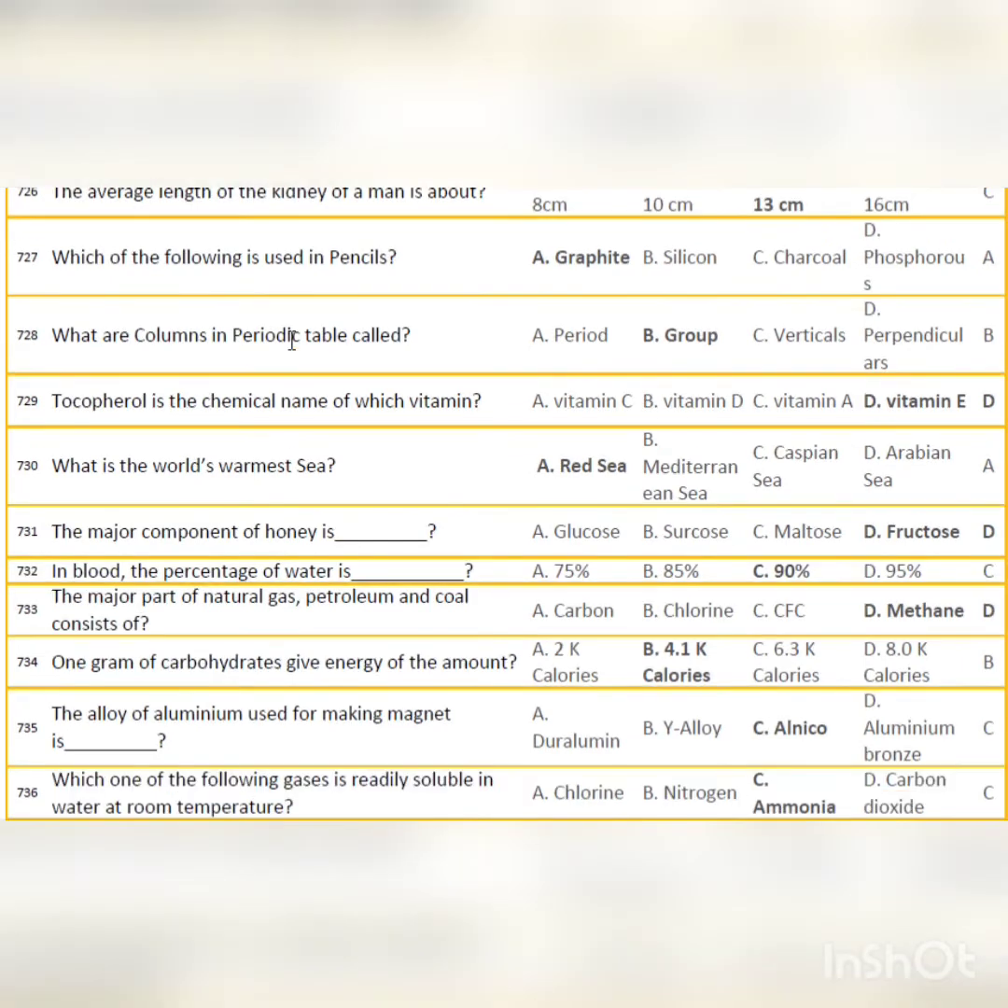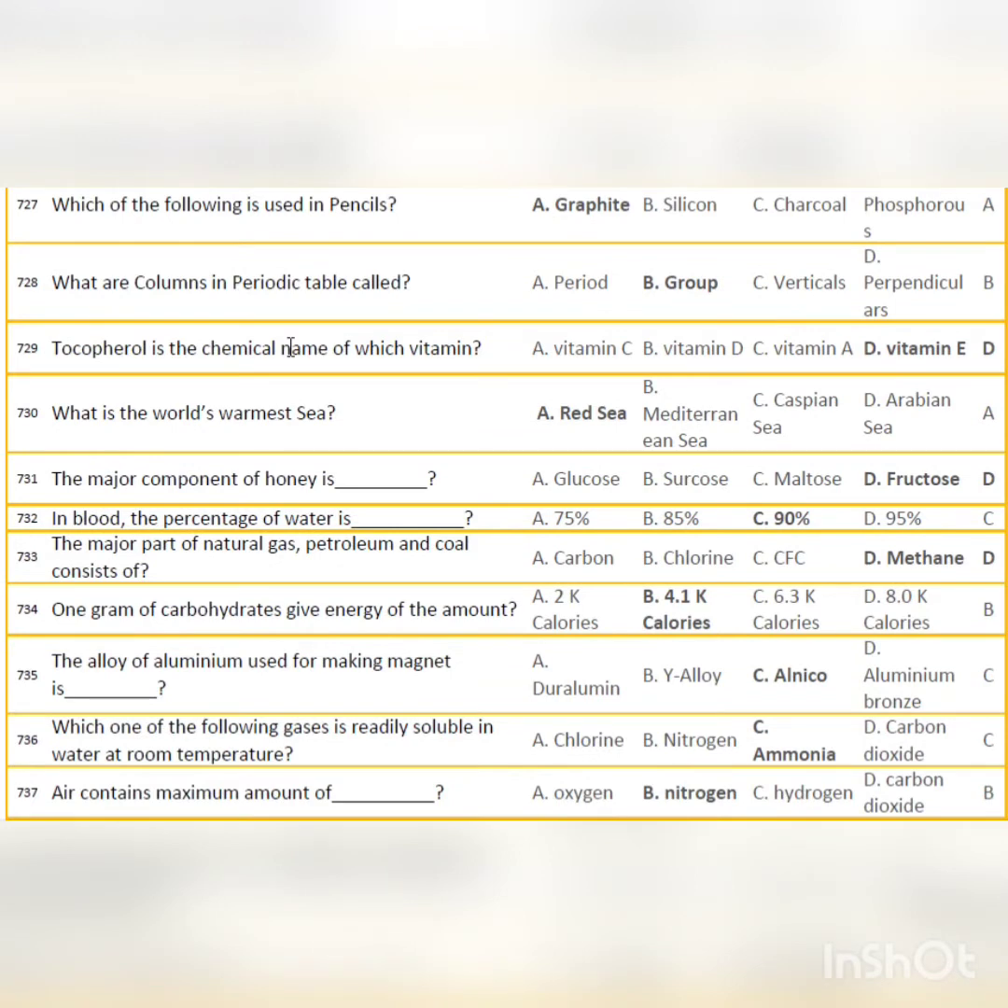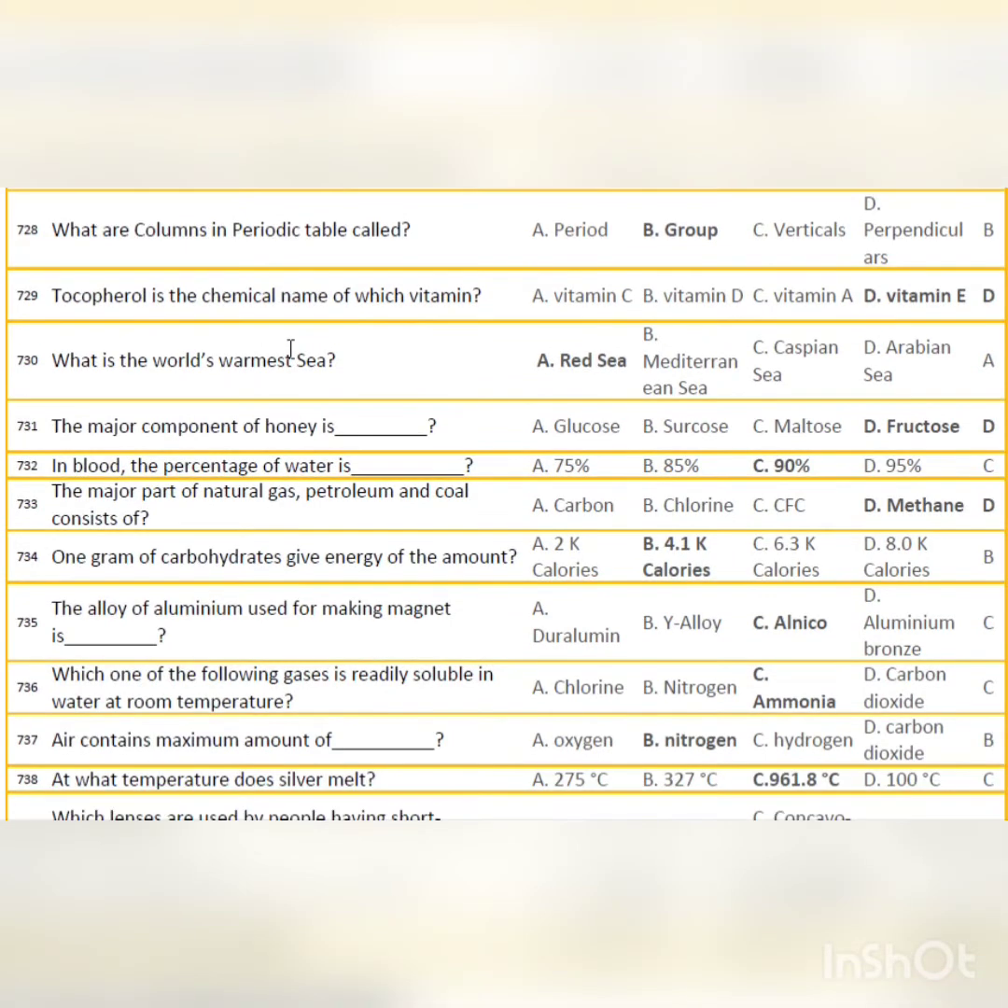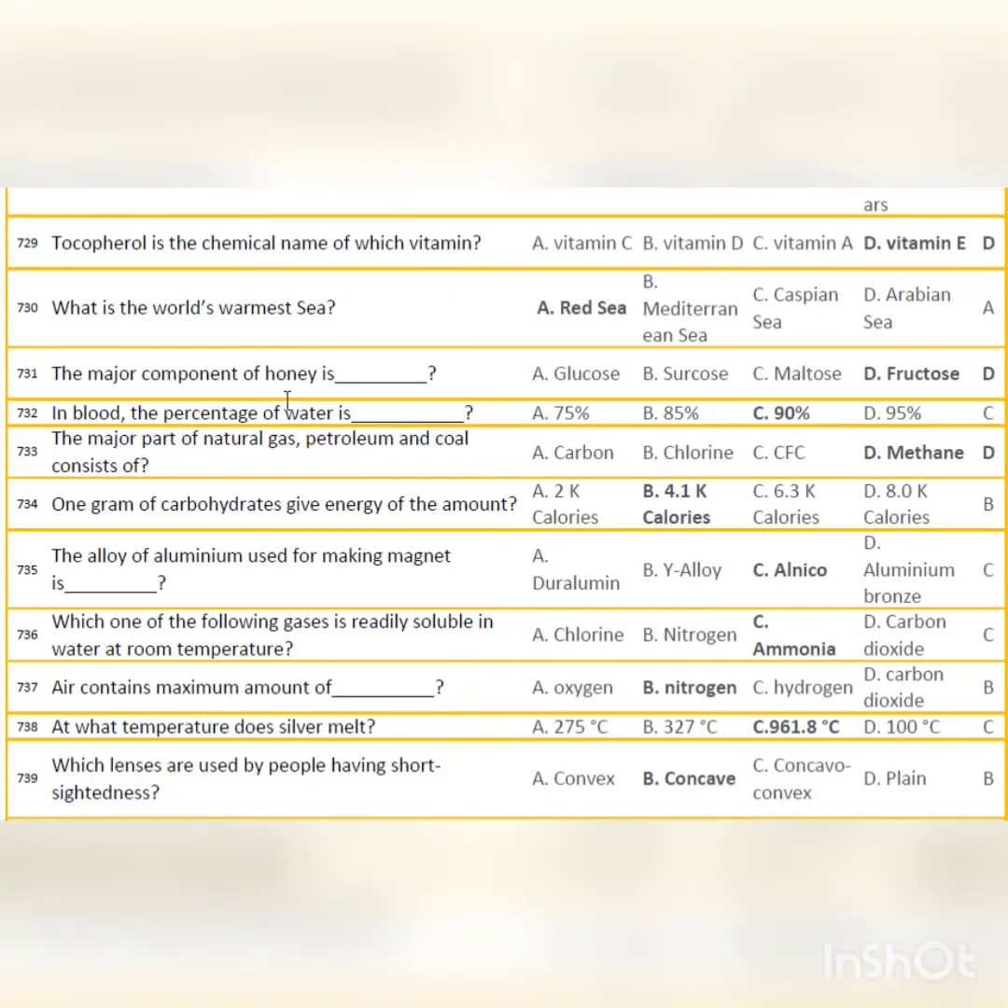Molasses is a byproduct of dash factory. A. Fertilizer, B. Cotton, C. Oil, D. Sugar, E. Vanaspati. Answer is D. Sugar.